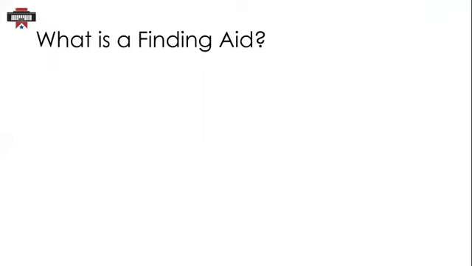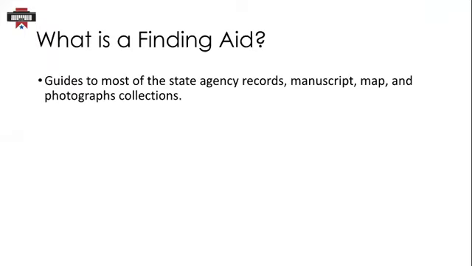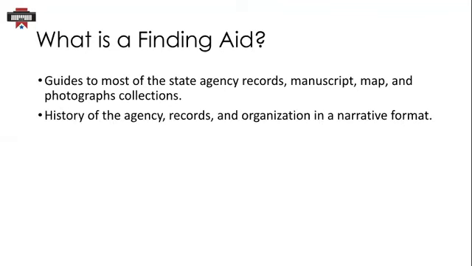So the key to finding these materials in the state archives are finding aids, also called descriptive guides. And as the name implies, they describe state agency records, manuscripts, maps, photographs, and other types of materials. Finding aids provide a narrative of the agency history, the records, and the organization of the records. And that can help you learn about other related agencies and record types that you might also want to consider for your research.